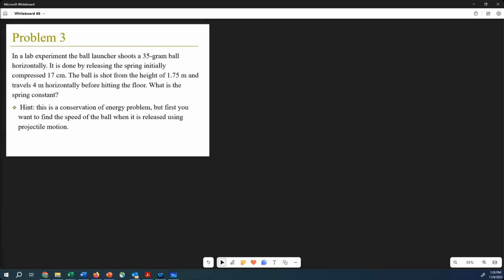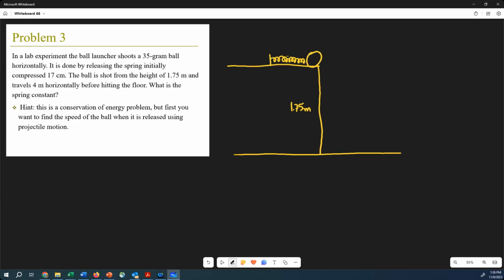Okay. You can use the kinematic equation, the time-independent formula or whatever. So let me just draw the situation first, okay? So we have a ground, yes? And we have a ball which is shot from this height, let's say 1.75 meter. And there is a spring here, and this spring is compressed 17 centimeter, okay.